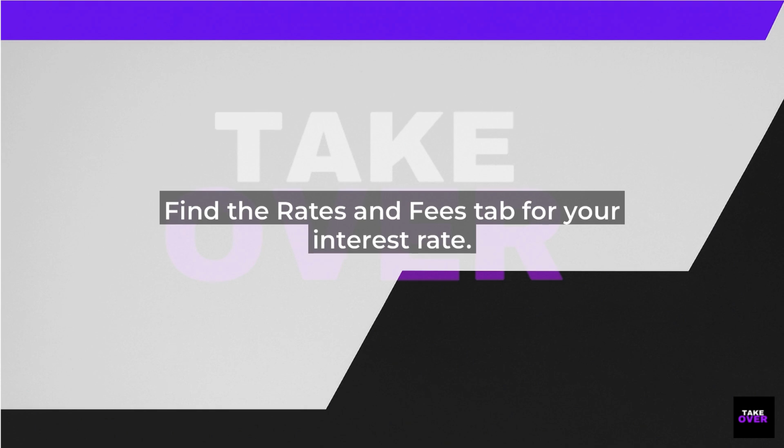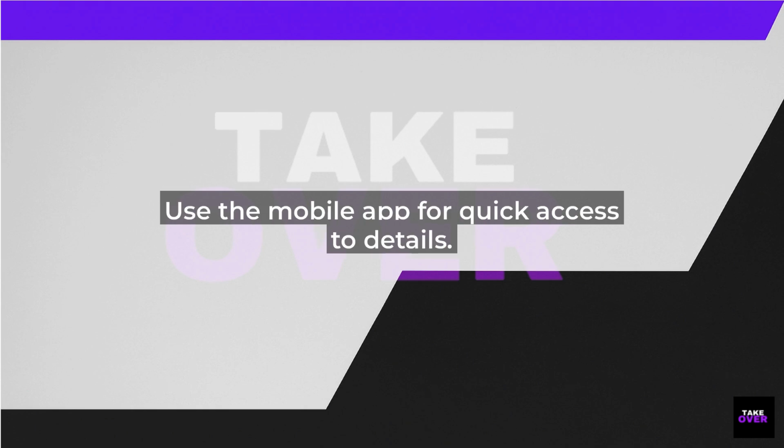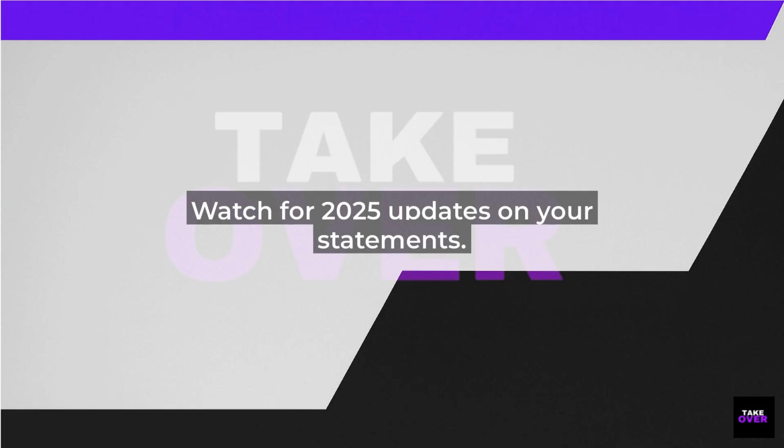Look for a tab labeled Rates and Fees or something similar. Click on that, and you'll find your current APR listed clearly. If you're using the mobile app, it's even easier. Go to the menu icon, select Account Details, and scroll down to the interest rate information. Remember, rates can vary based on your card type, like cashback or travel rewards, so double-check for any personalized notes.